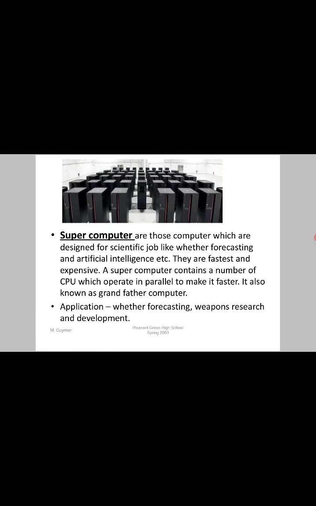The next type of computers are supercomputers. These are computers designed for scientific jobs like weather forecasting and artificial intelligence. They are faster and very expensive. A supercomputer contains a number of CPUs which operate in parallel to make it faster. It is also known as the grandfather of the computer.